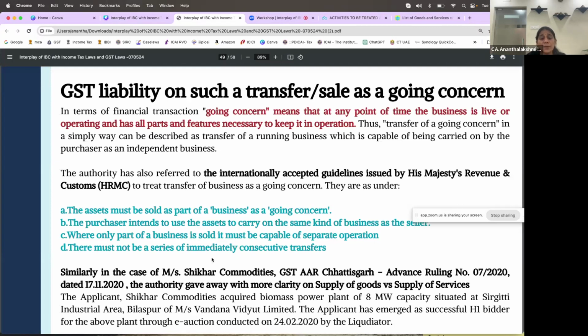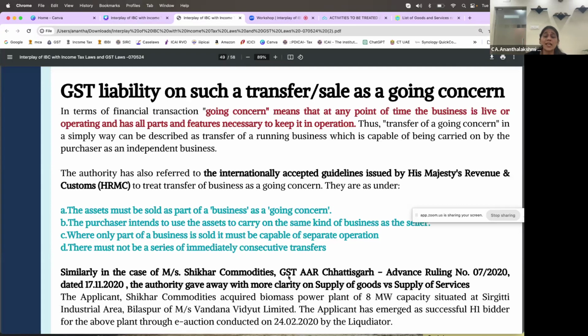There must not be a series of immediately consecutive transfers. They give importance to this line also. There must not be a series of immediately consecutive transfers, in the sense that I'm selling one portion, then again one portion. It's not that I'm selling piece by piece, consecutive transfers will not be considered as a going concern. It has to go as a lot. Piecemeal sale of a single asset will not be considered as a going concern.